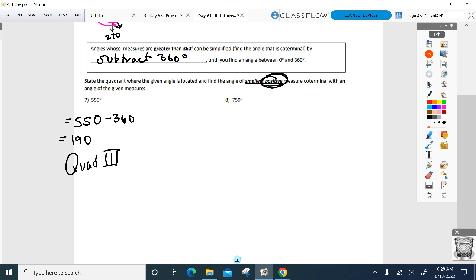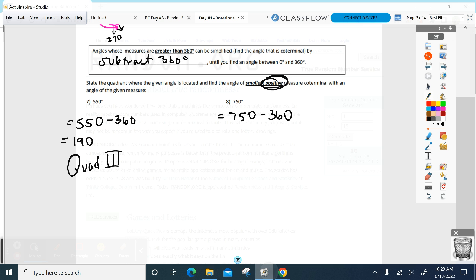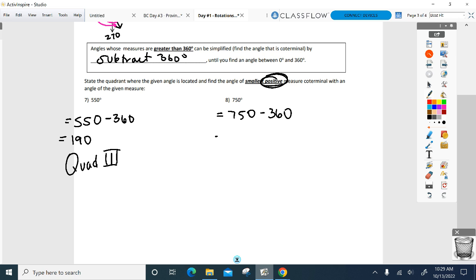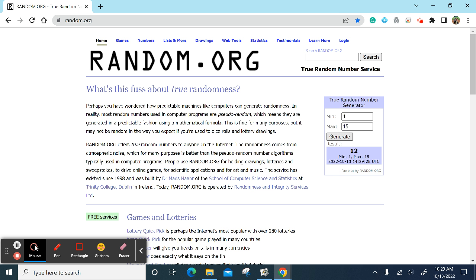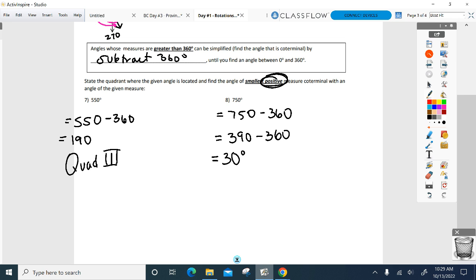Okay, 750. 750 minus 360. Where's that put me? 390. You want to stop there? No, because the direction said smallest positive. That's not the smallest positive. Why not? Because if you subtract 360 again, you're going to get another positive angle, 30. So keep going until you find the smallest one. You might have to subtract 360 a couple times. And then what quad am I in here? Quadrant 1.